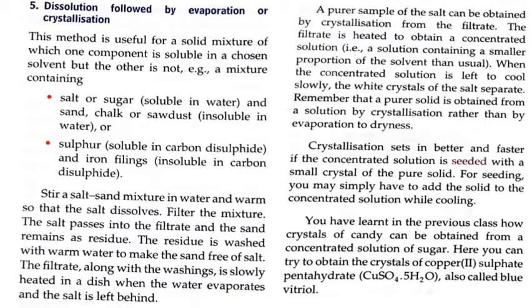So this method is useful for a solid mixture of which one component is soluble in a chosen solvent but the other is not. Example, a mixture containing salt or sugar which are soluble in water, that we know, and sand, chalk or sawdust which are insoluble in water. Second, sulfur soluble in carbon disulfide and iron filings which are insoluble in carbon disulfide.